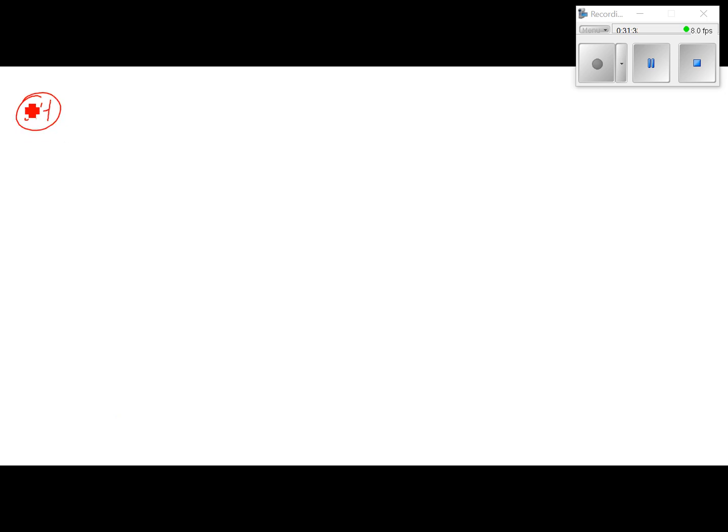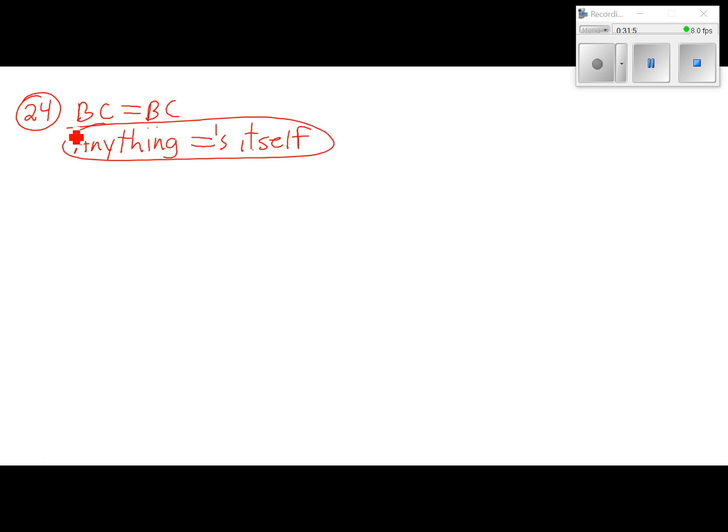I'm just going to do 24 very quickly. The first one that they're asking us a reason for, it says BC equals BC. Well, they're the exact same segment, so the answer to that one is just anything equals itself. Anything equals itself. So that goes in the first blank. Then they have segment addition postulate as your reason for number 4. That was number 2. So for number 4, they have segment addition postulate.